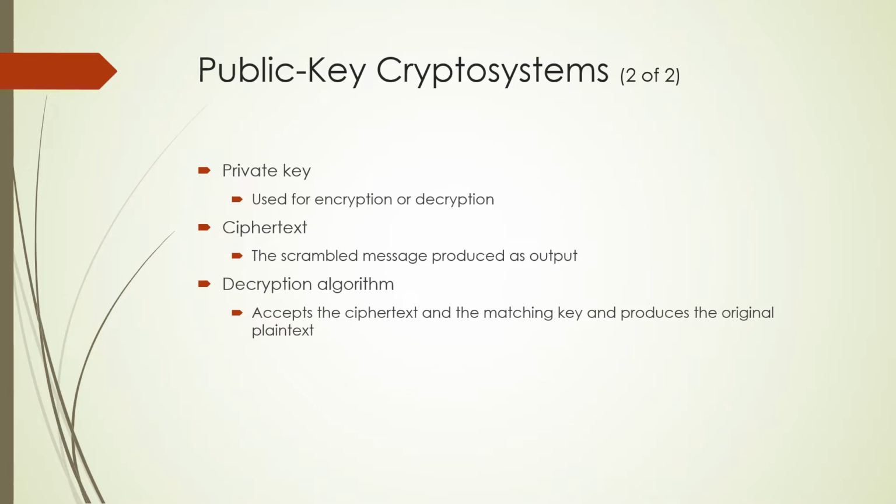Then ciphertext is the scrambled message produced as the output of the encryption algorithm. And then decryption algorithm is an algorithm that accepts a ciphertext as an input, and also it accepts a key, either a private key or public key, the matching key, to produce the original plain text.